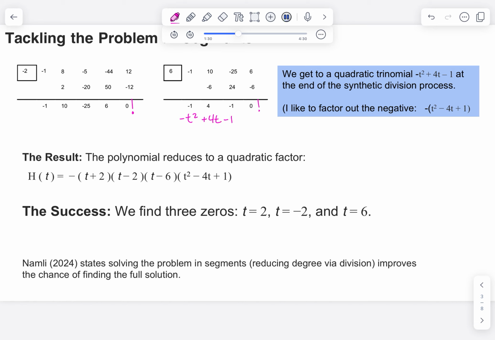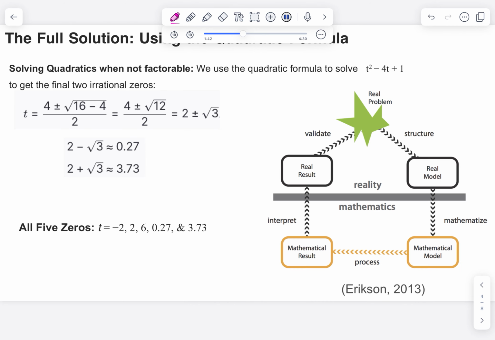When solving rigorous problems, one strategy is to break the problem into segments. We now have our first 3 zeros, 2, -2, and 6. So now we focus on the remaining quadratic. Since the remaining quadratic t squared minus 4t plus 1 doesn't factor neatly, we use the quadratic formula. This gives us our final 2 zeros, approximately 0.27 and 3.73 seconds. We now have all 5 zeros.